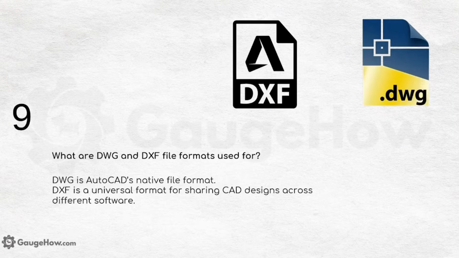What are DWG and DXF file formats used for? DWG is AutoCAD's native file format. DXF is a universal format for sharing CAD designs across different software. So basically, in an interview, you might also be asked about different file extensions, so remember to look them up as well. For example, CATIA has an extension of CATPart. That is how they might ask the question about different extensions.